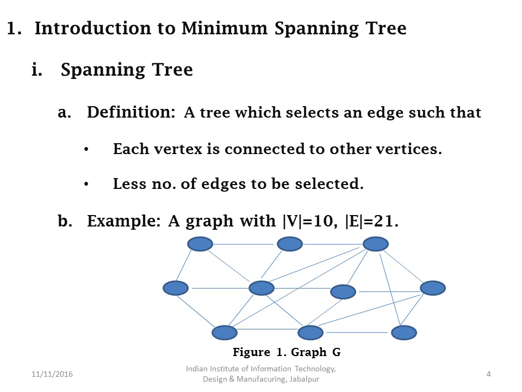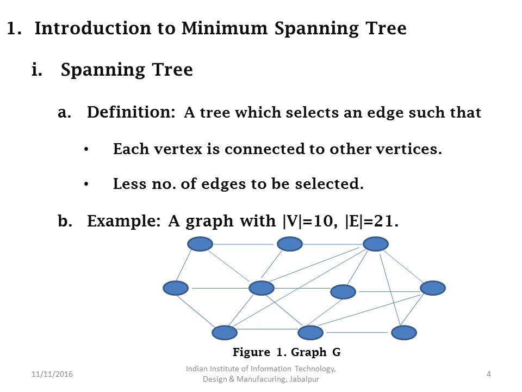So before proceeding to the minimum spanning tree, we'll discuss the spanning tree. The definition of the spanning tree is a tree which selects edges such that each vertex is connected to other vertices, and we have to select the edges in such a way that the total number of edges selected is less.